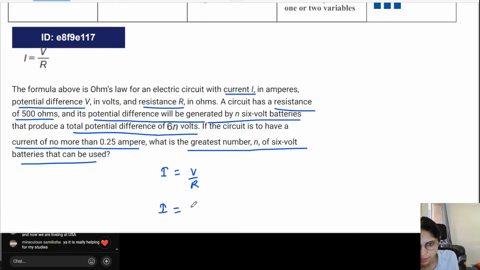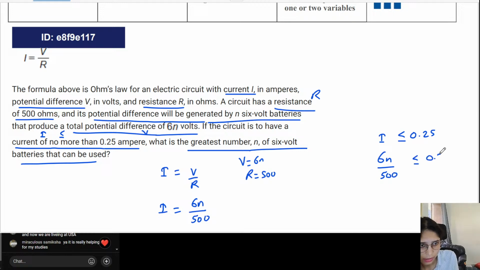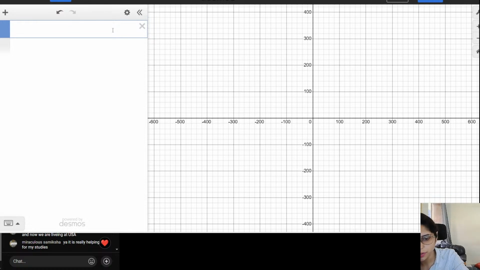So I is actually 6n over 500, because your V value is 6n, your R value is 500. Now they're saying current should be no more than, so I is less than or equal to 0.25. So 6n over 500 should be less than or equal to 0.25. Now from Desmos you can get your answer. Just instead of n write x.